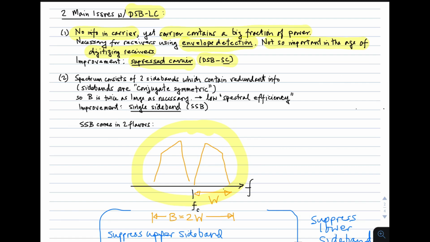conveying any information. The second issue you should know about double sideband large carrier systems is that the spectrum consists of two sidebands. I pointed this out. In fact, even double sideband suppressed carrier has these two sidebands. And they're conjugate symmetric, which means they're redundant. You have the same information in both of these sidebands. So you really don't need to send both, and the bandwidth is twice as large as necessary. So this results in a condition that we refer to as low spectral efficiency.